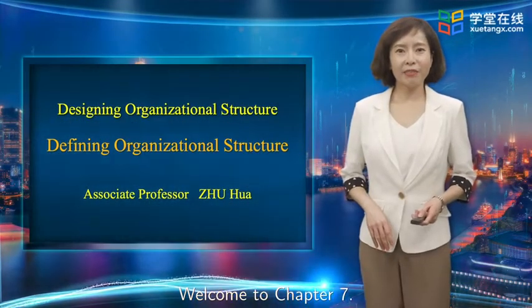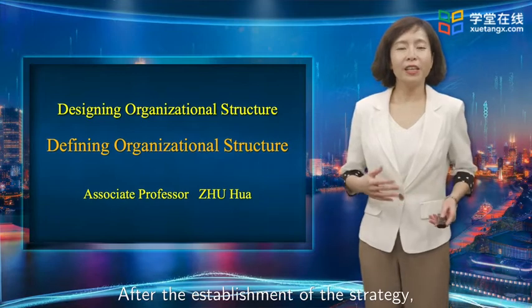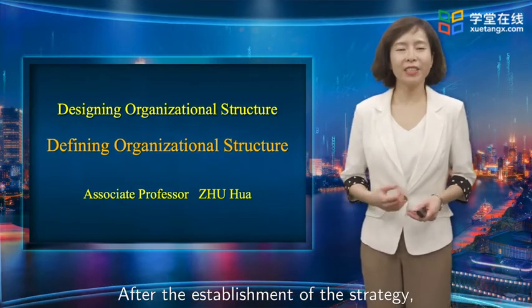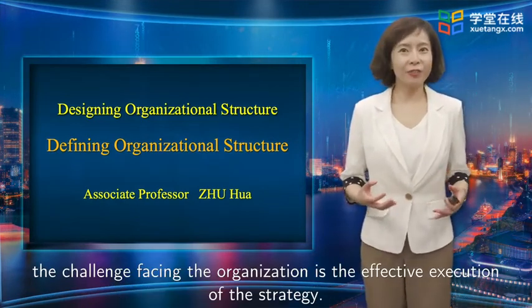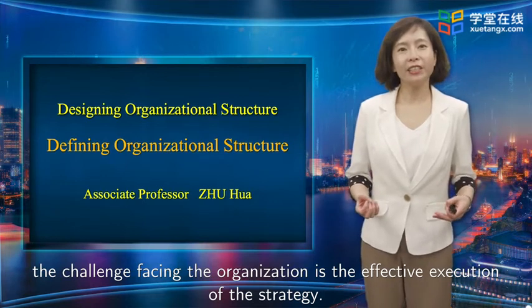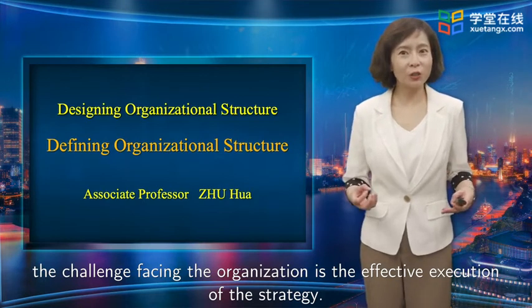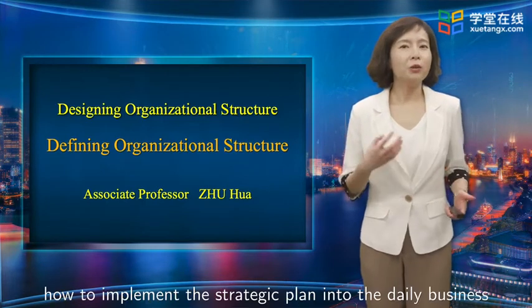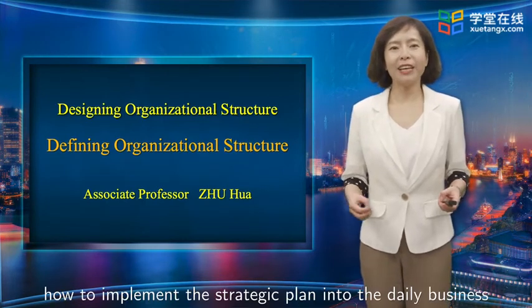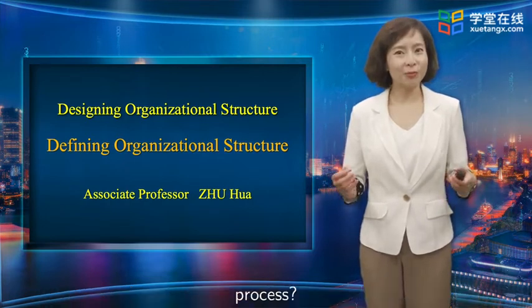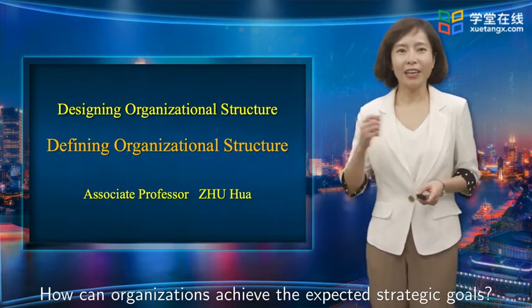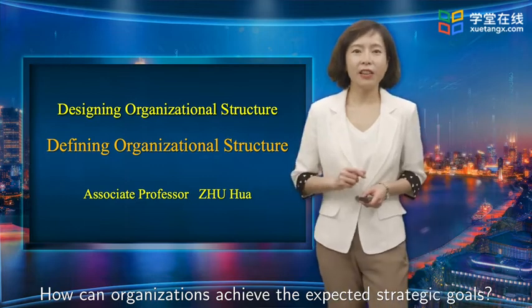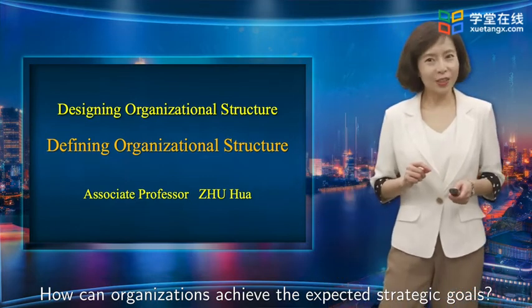Welcome to Chapter 7. After the establishment of the strategy, the challenge facing the organization is the effective execution of the strategy. Specifically, how to implement the strategy plan into the daily business process. How can organizations achieve the expected strategic goals?